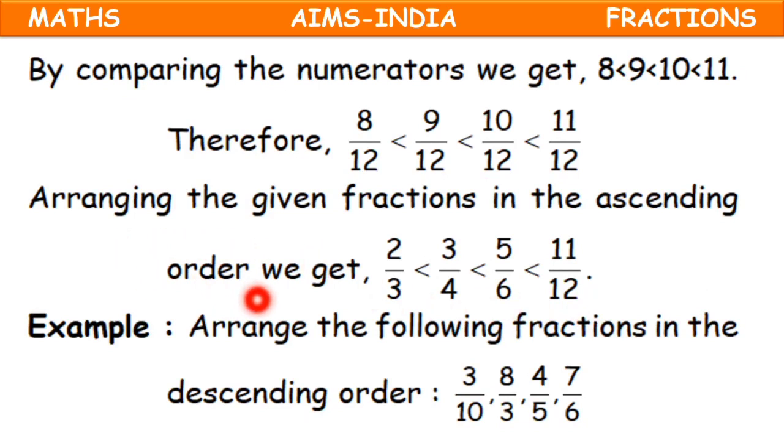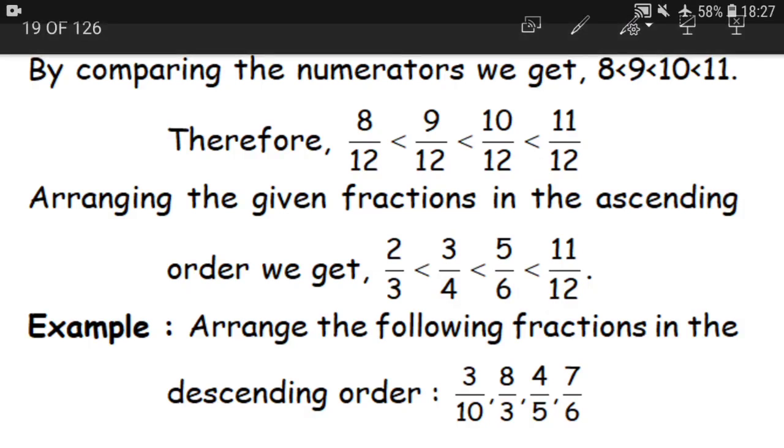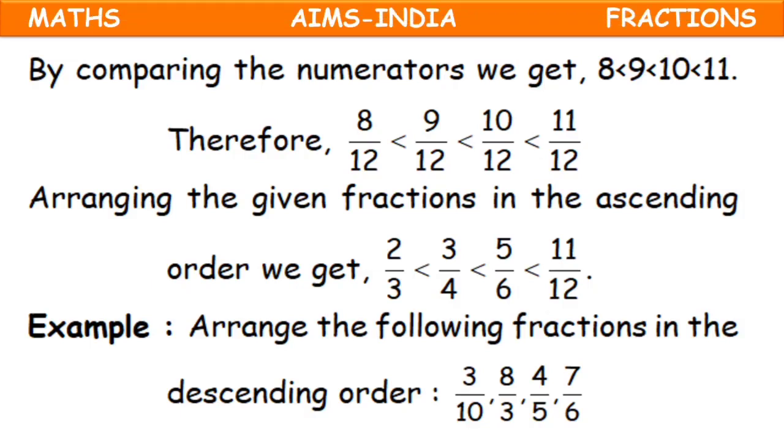See, arranging the fractions in ascending order, we get 2 by 3 is less than 3 by 4 is less than 5 by 6, which is again less than 11 by 12. This is our ascending order.